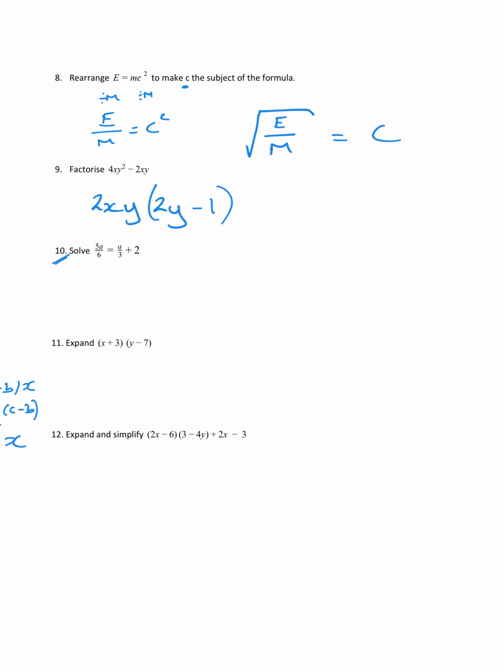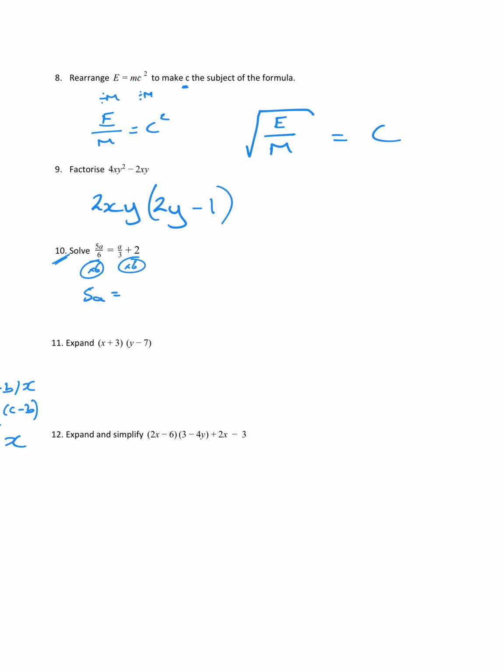fractions. Well, in order to get rid of this one, I could multiply by 3. And in order to get rid of this one, I could multiply by 6. Now that's preferable because the multiplying by 6 will also get rid of this 3. So if I multiply everything by 6, let's see what happens. Times by 6, and times the whole of that right hand side by 6 as well. Well, the left hand side just becomes 5a.